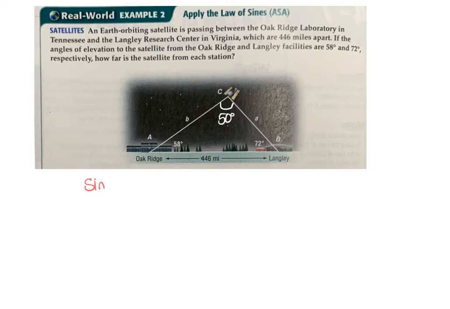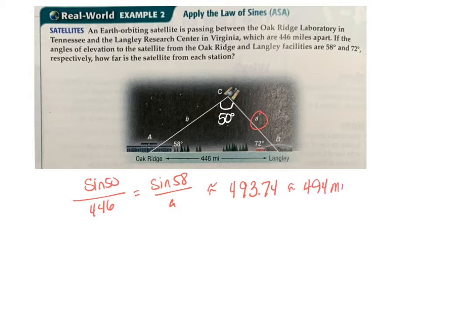And so now I actually have what I need to solve for the other two sides. So the sine of 50 over 446 equals the sine of 58 over A. Don't forget, though, that A will tell you from Langley. Your cross multiplication there will give you approximately, rounded to 2 decimal places, 493.74, and I think they rounded up to 494 miles. All right, so from this one, it's going to be 494 miles.